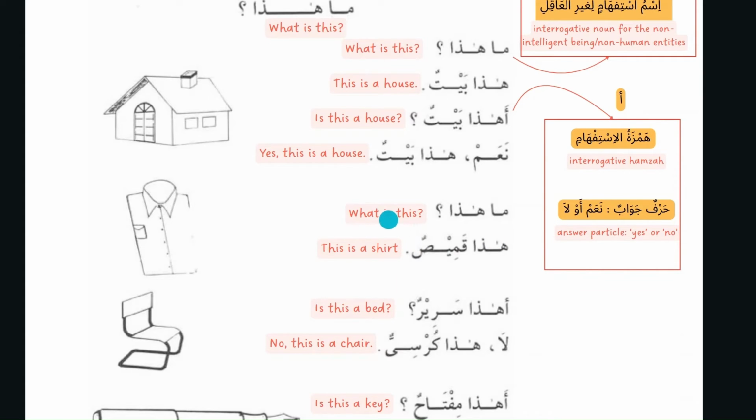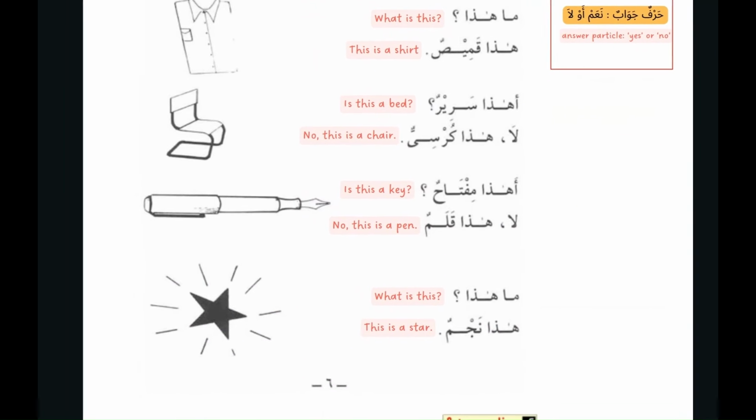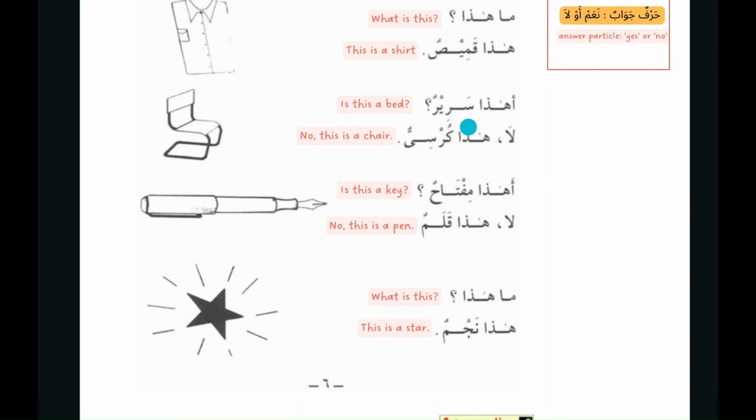Ready to practice this? Ahadha baytun? Is this a house? Na'am. Haadhaa Baytun. Yes, this is a house. Ahadhaa Sarirun. Is this a bed? La. Haadhaa Kursiyun. No, this is a chair. Ahadhaa Miftahun. Is this a key? La. Haadhaa Qalamun. No, this is a pen.